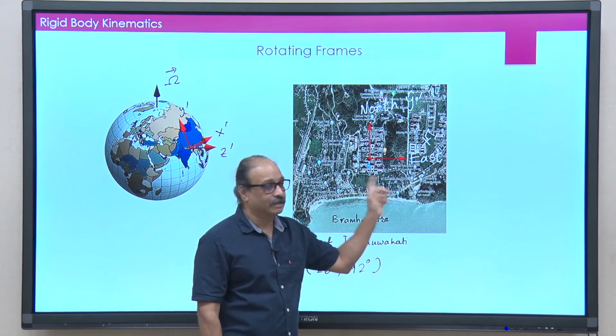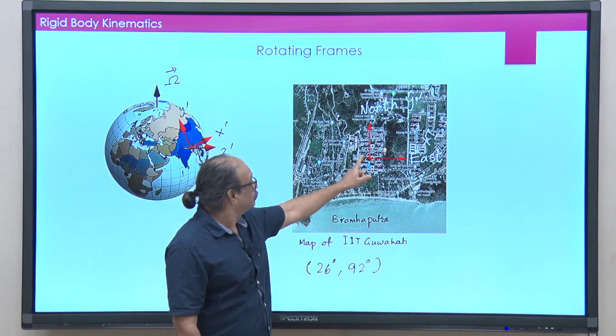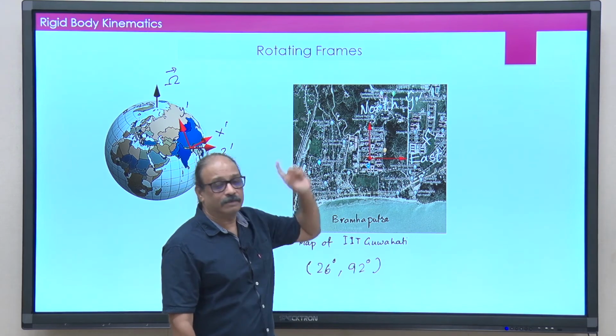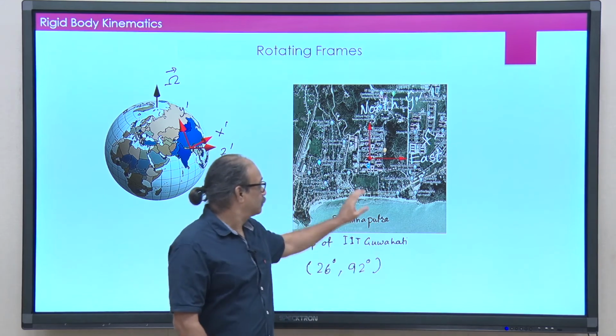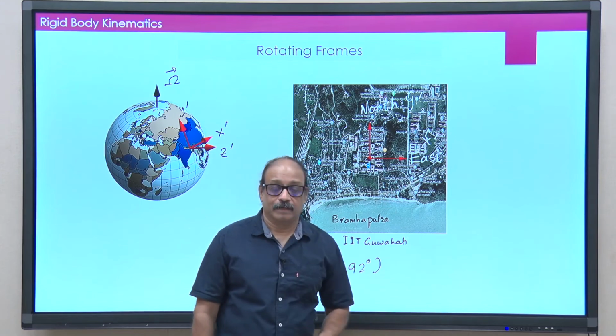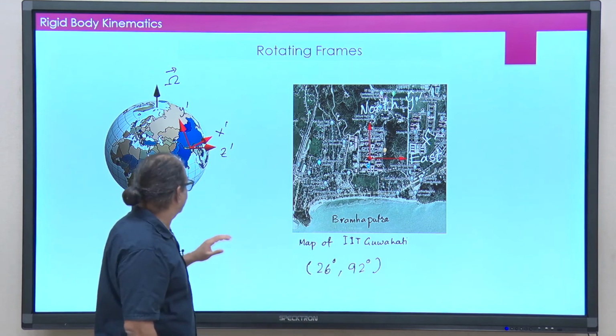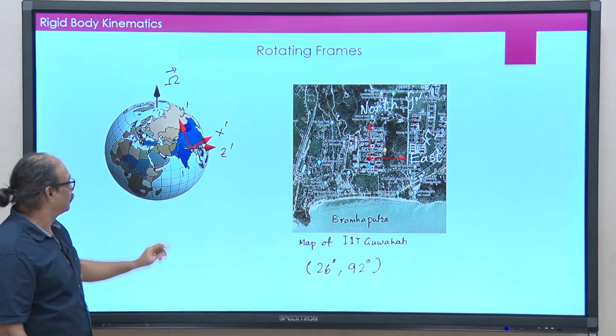X prime axis, I will put it in the east direction, and in the north direction, I will put the y prime axis, and z prime axis is of course coming out of the board there from the map. Now, the same situation when seen from outside the earth will look like this.